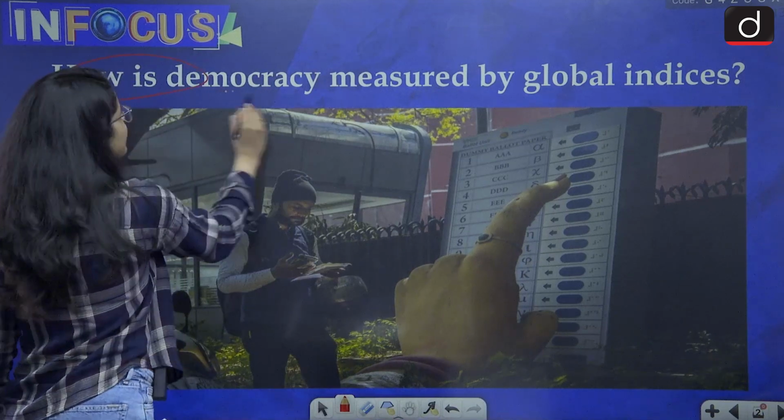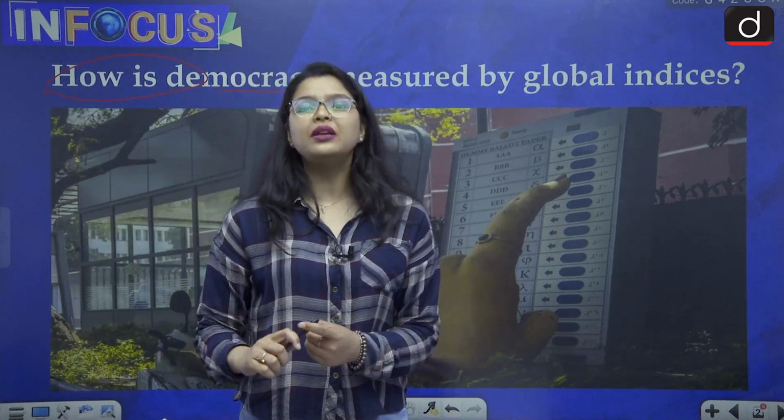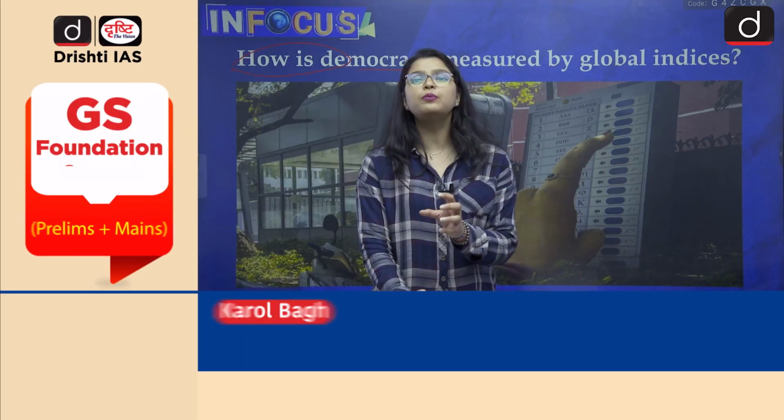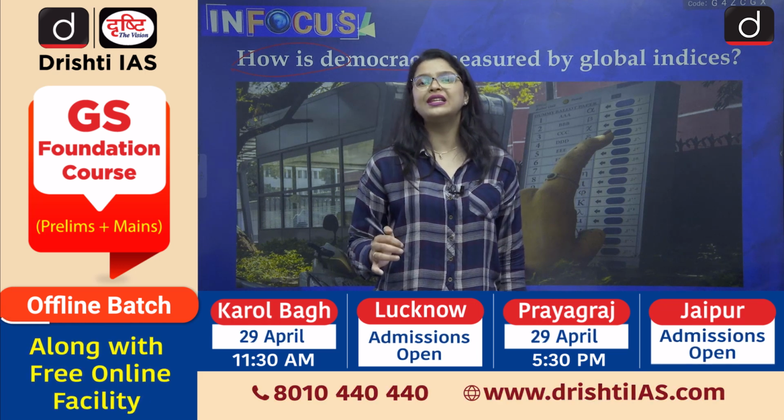How is democracy measured by global indices? We are also going to understand what are the shortcomings of these global indices, and most importantly, why does India want its own democracy index?